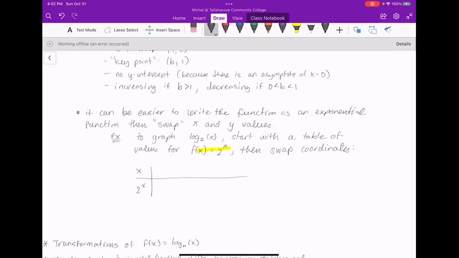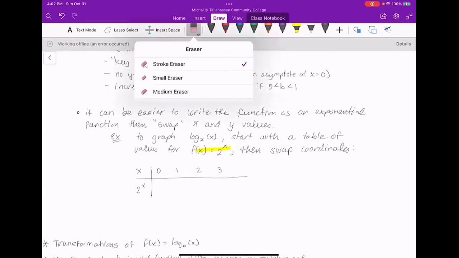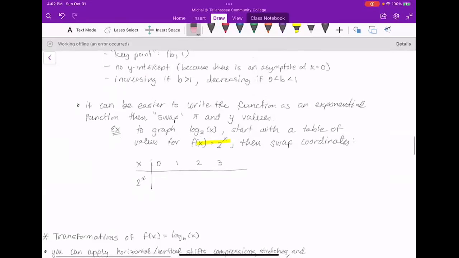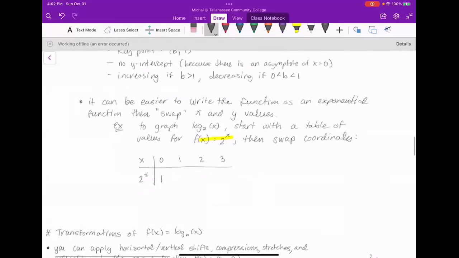I'm going to let x go from 0 to 3. All right, and I'm just going to find my values of y if those are my exponents. So 2 to the power of 0 is 1, because any number raised to the power of 0 is 1. 2 to the power of 1 is 2. 2 to the power of 2 is 4. And 2 to the power of 3 is 8. And I'm just doubling each time.